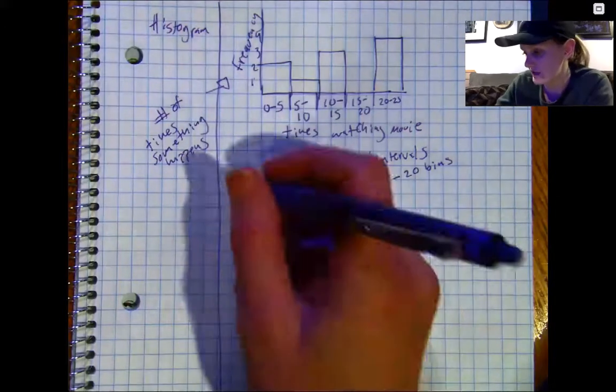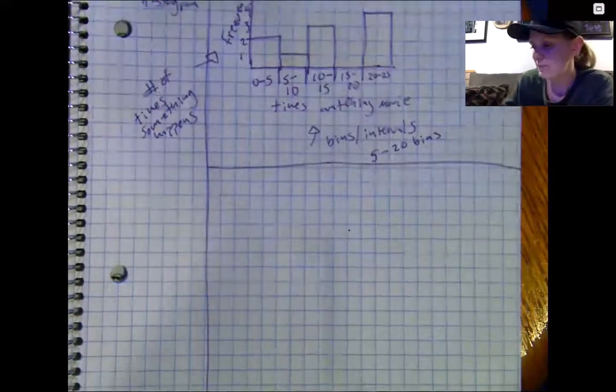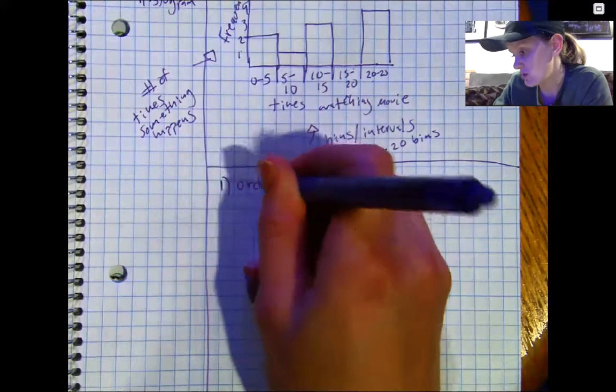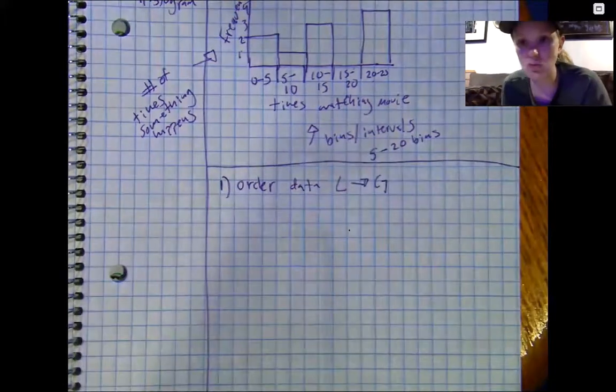So let's go ahead and take steps on this, and we're going to do one as we go, because this one's a little more complex, as you can see. So step 1, order least to greatest. It's always good to order your data least to greatest. It really helps you to organize it.